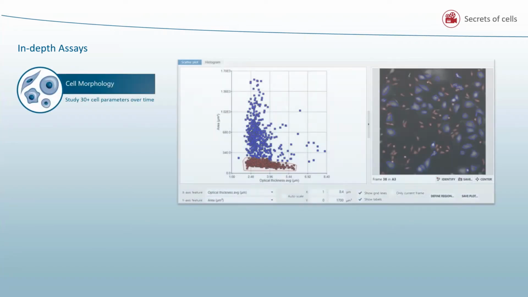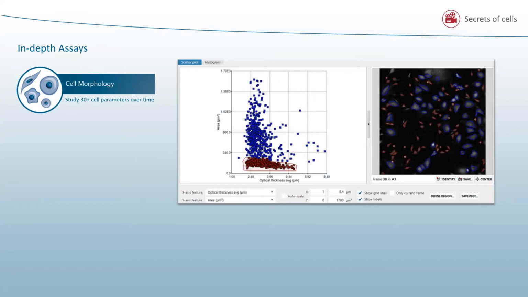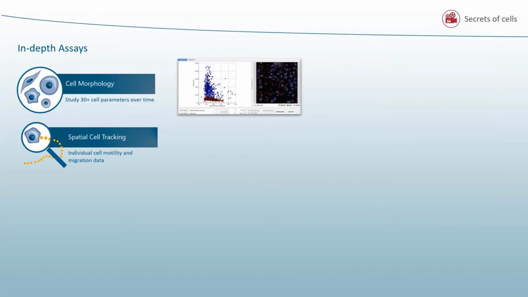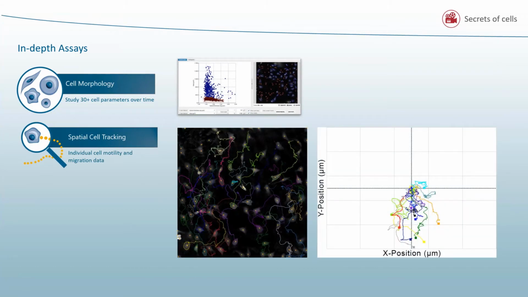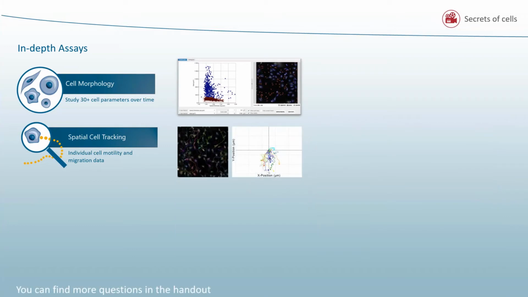The final applications are the most informative ones, as they can provide information not only for your cell populations, but also for individual cells. First of them is the cell morphology application, which lets you evaluate more than 30 parameters in time to better understand your treatment mode of action or different cell types. Spatial cell tracking enables you to track individual cells, obtain migration diagrams or morphology changes for single cells or cell populations. More research questions where these and other applications can be used you can find in the attached handout or contact us via email.